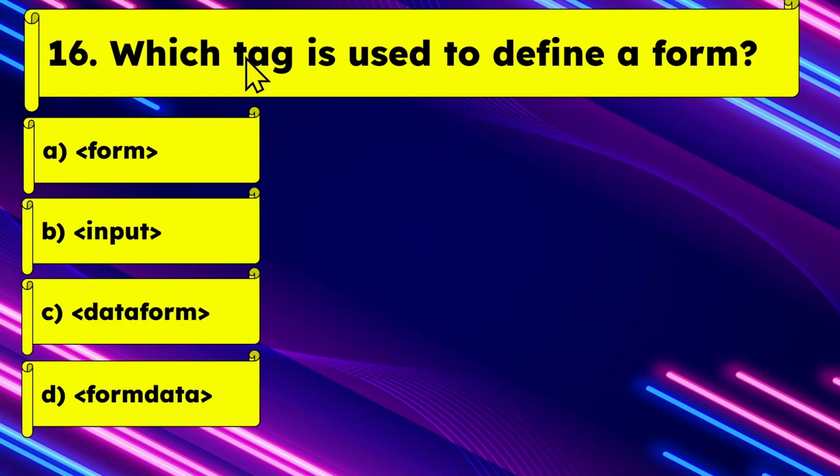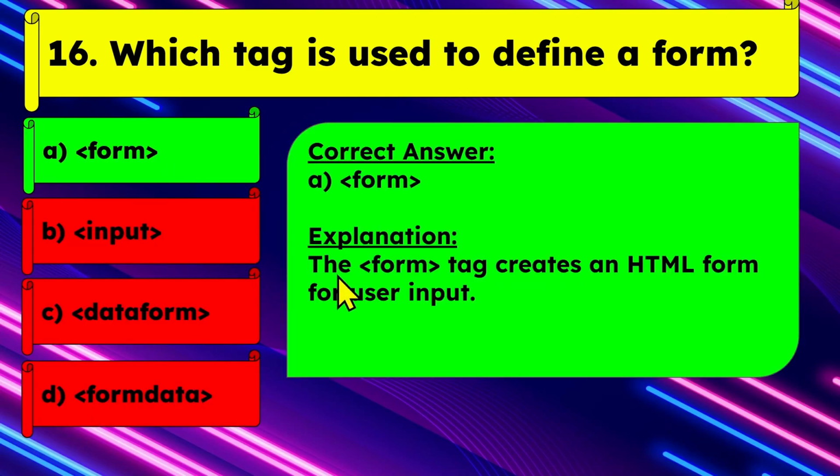Our 16th question is, which tag is used to define a form? So in order to define a form, which tag we have to use? Option A form tag, option B input tag, option C data form tag, or option D form data tag. So here the correct answer will be option A form tag. You can read the explanation which says the form tag creates an HTML form for user input.